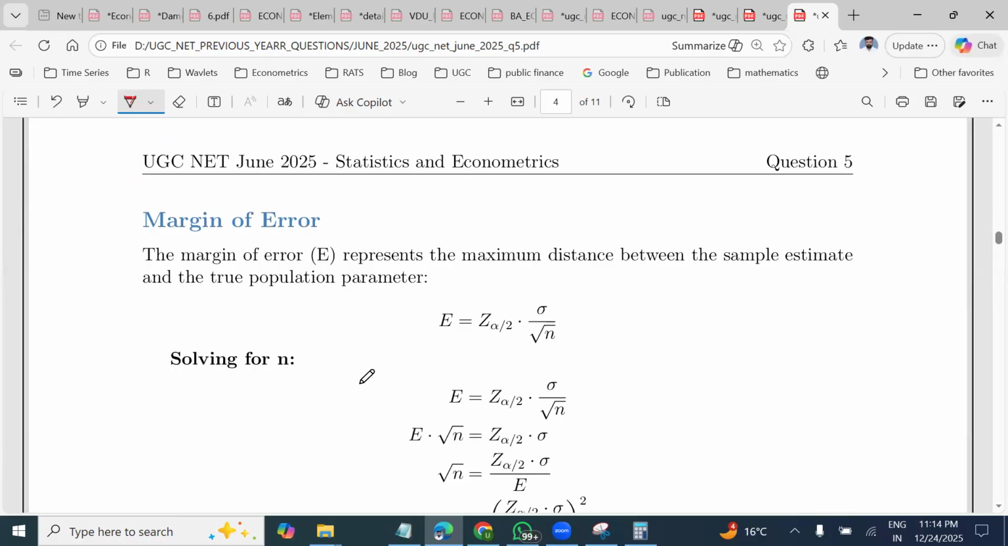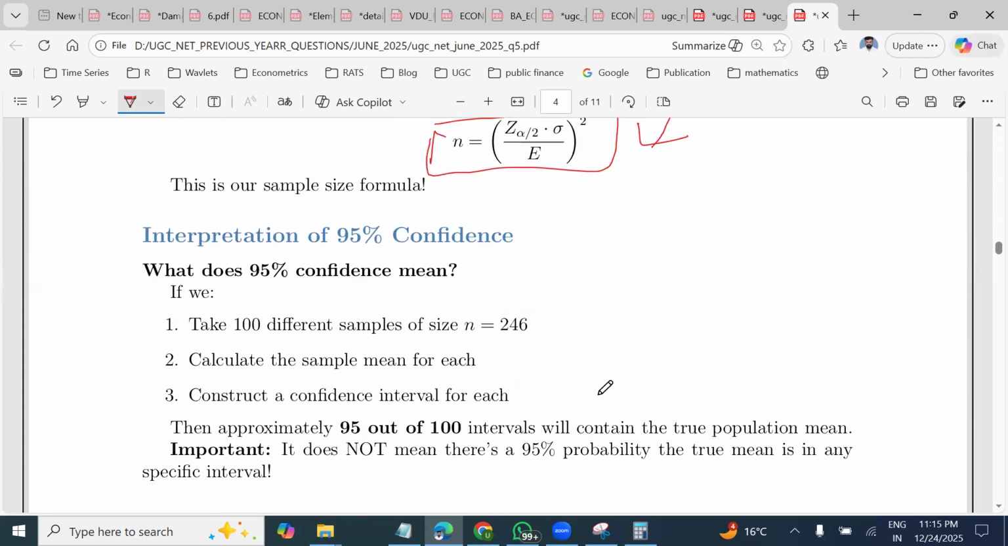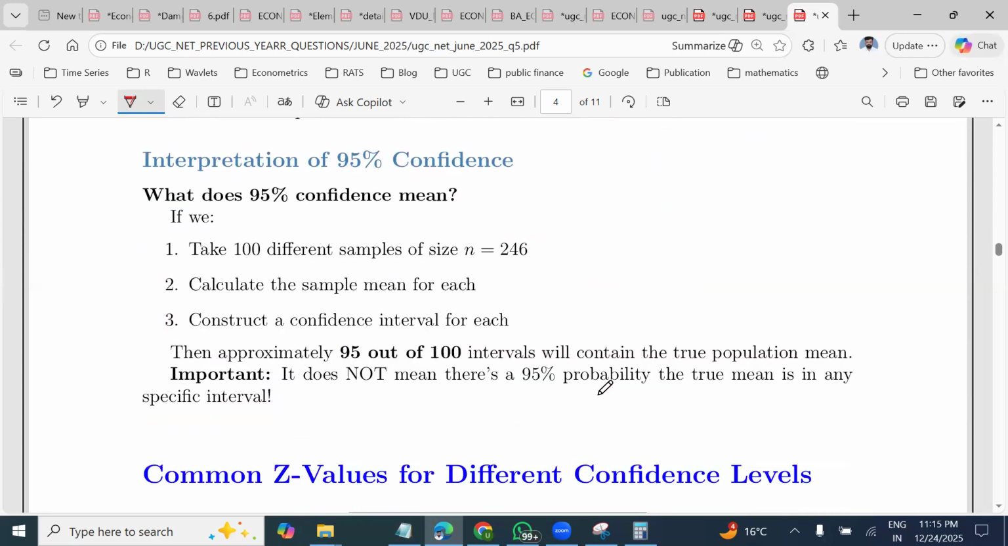Now margin of error is the maximum distance between the sample estimate and the population parameter. Basically, margin of error means this. So you calculate it with this formula. Please write down this formula, because these are very important. And this is how you get n. If you are wondering how we got from margin of error to here, then what is important over here?